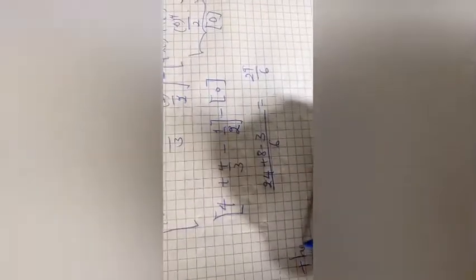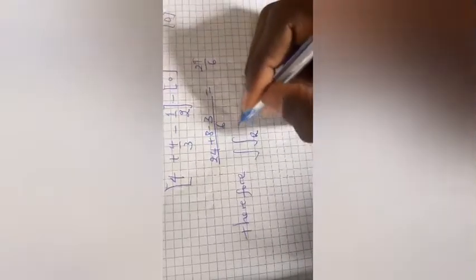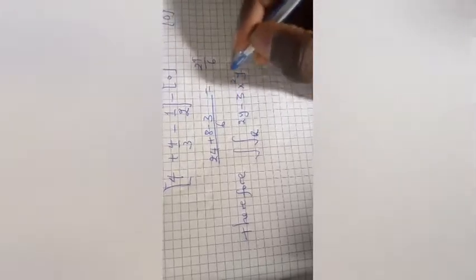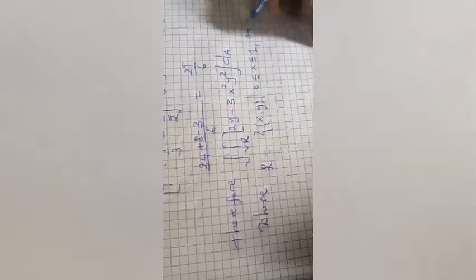So therefore, the integral over R of 2y minus 3x squared y squared dA, where R is x from 0 to 1 and y from 0 to 2, will be equal to 29 over 6. This is our solution.